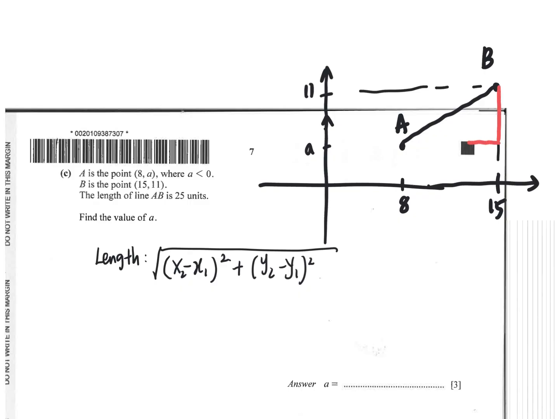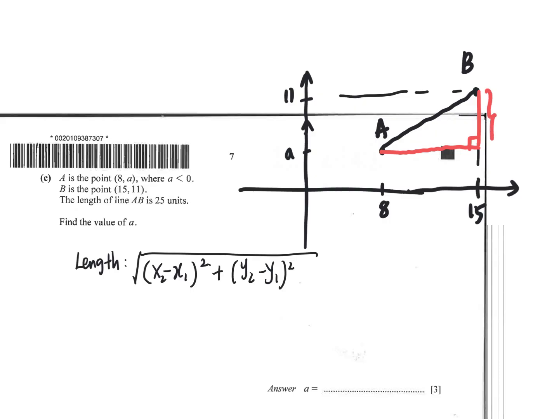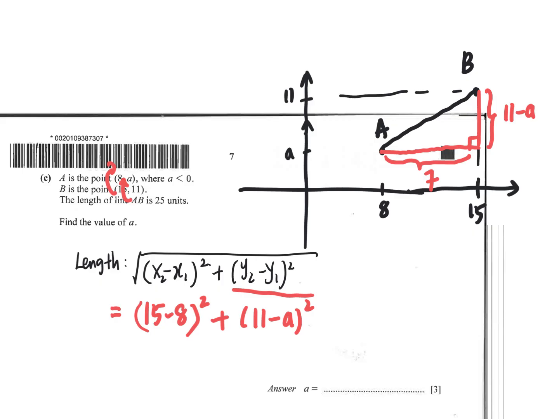So how to find the length of AB? Use Pythagoras theorem. You need the difference of the height here, which is 11 minus A. You need the base here, which is 7. So go and square the base, square the height, and then square root it. If you forget the formula during exam, go and plot out the 2 points, find your Pythagoras theorem and solve. So x2 minus x1 is like your 15 minus 8, and y2 minus y1 is like your 11 minus A.